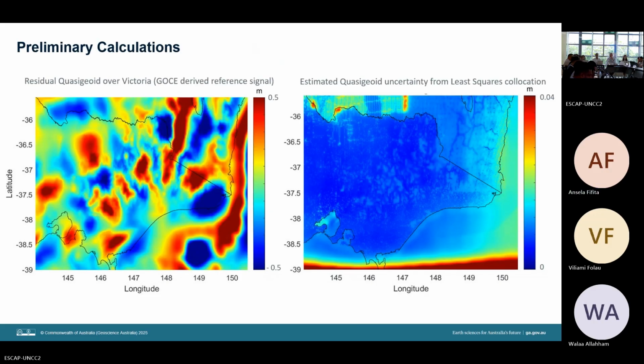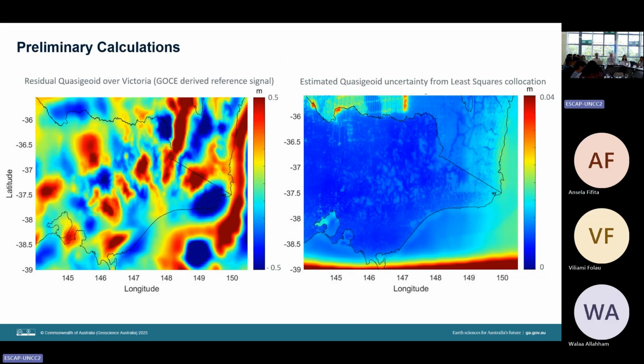So just to show a couple of very preliminary results, on the left there, you can see the residual geoid model over Victoria, where we have these data. Here we've used the long wavelength model from the GOCE satellite only data, so approximately 150 kilometer wavelengths, as the reference signal in the remove-compute-restore process.